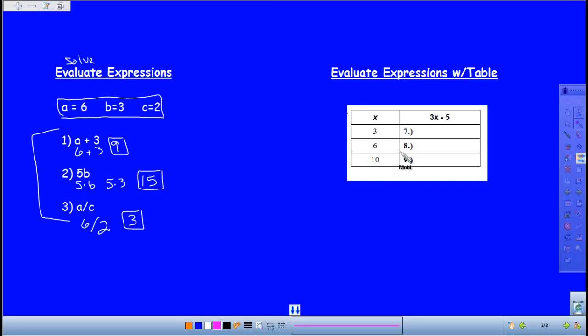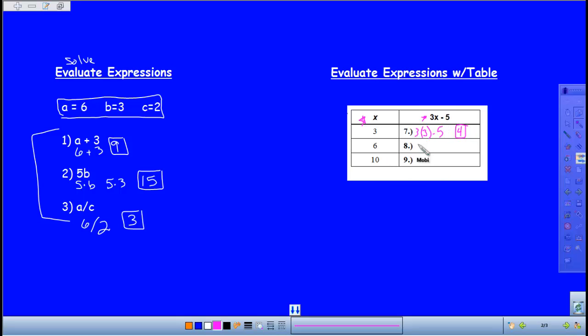One we went over in class today, but just a refresher, is evaluating expressions using a table. So here's your expression right here, 3x minus 5. So we want to substitute whatever they tell us x is in this column. We want to substitute that in. So if I put 3 in for this x, I would have 3 times 3 minus 5. So 9 minus 5 is 4.